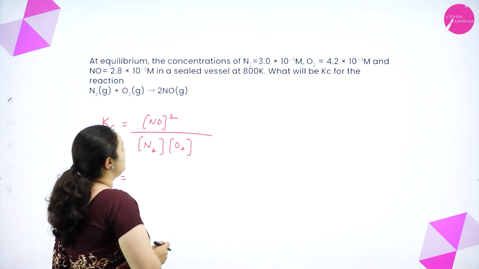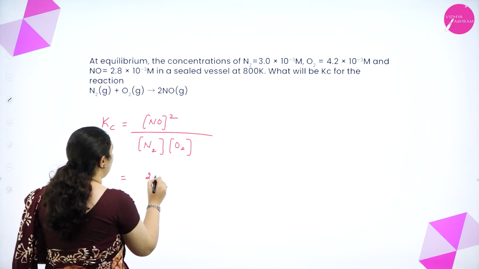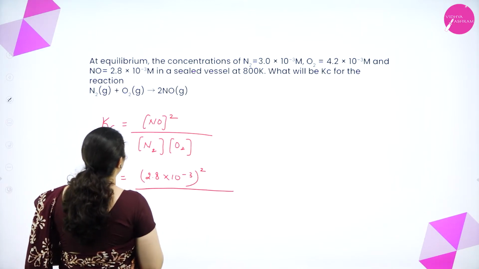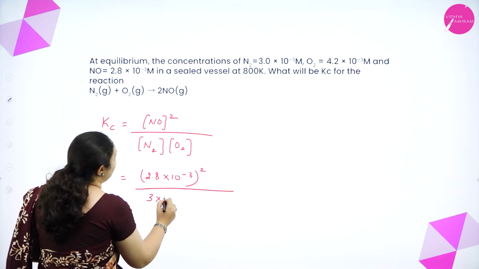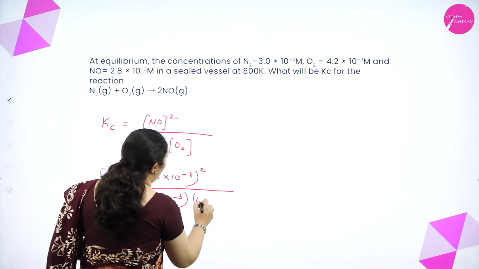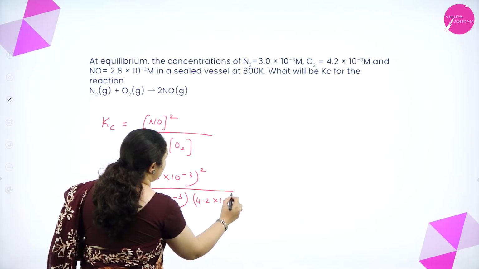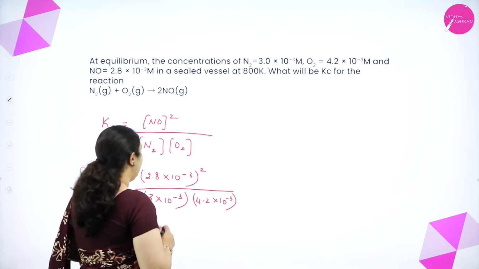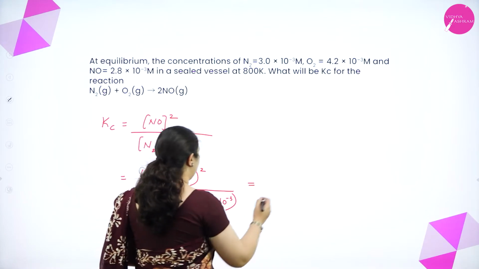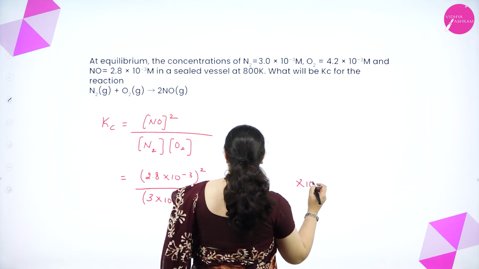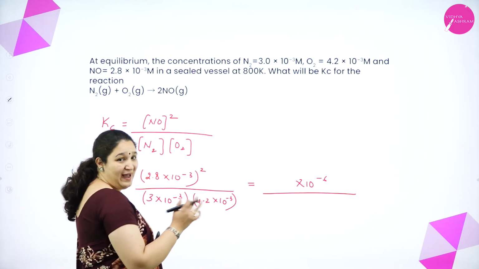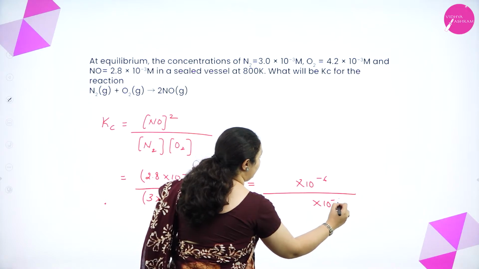So what is the molar concentration of NO? It is 2.8 into 10 to the power minus 3 whole square divided by nitrogen is 3 into 10 to the power minus 3 and oxygen is 4.2 into 10 to the power minus 3. This is the substitution. Next, what we need to do? Now we need to find out the correct answer. The power is 10 to the power minus 3 into 2 is minus 6. Divide by minus 3 into minus 3 is there. So you add up, that also will become into 10 to the power minus 6.